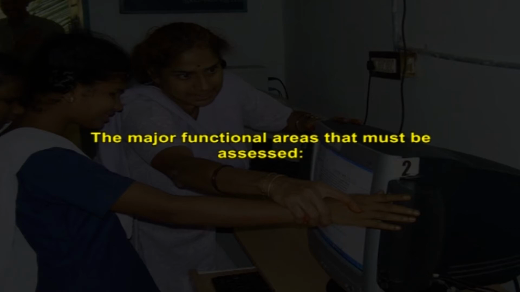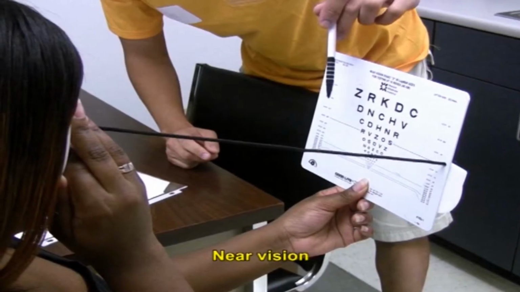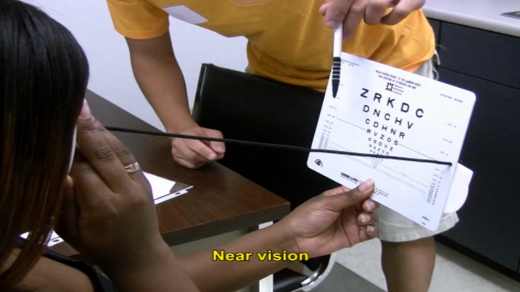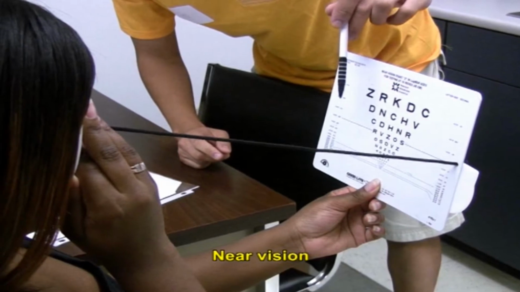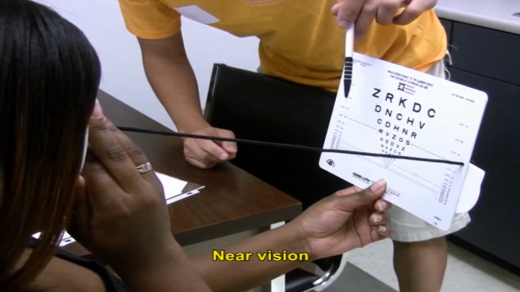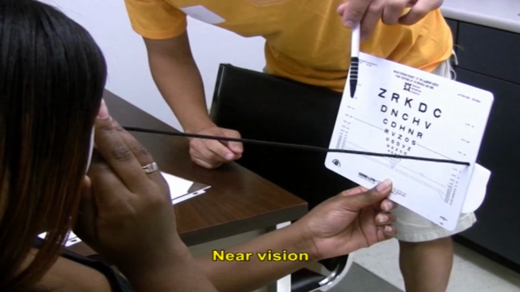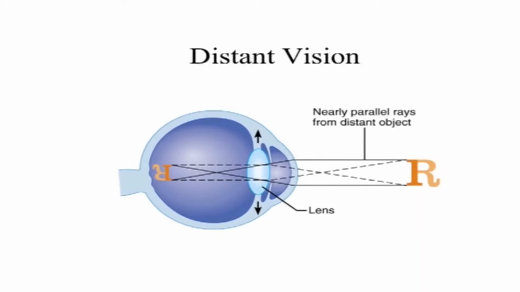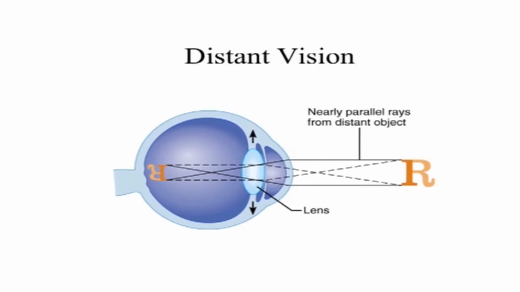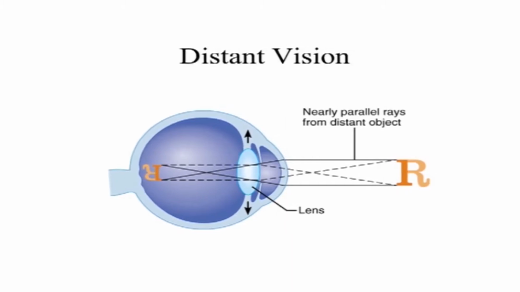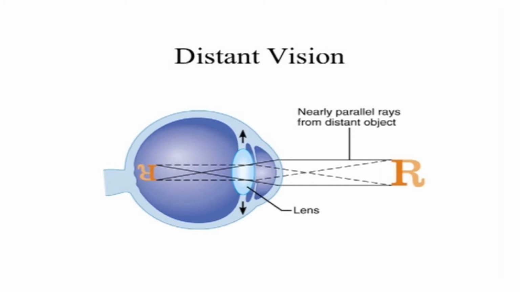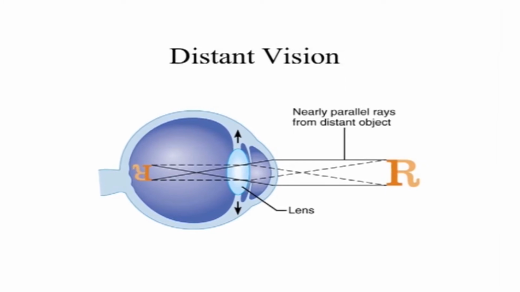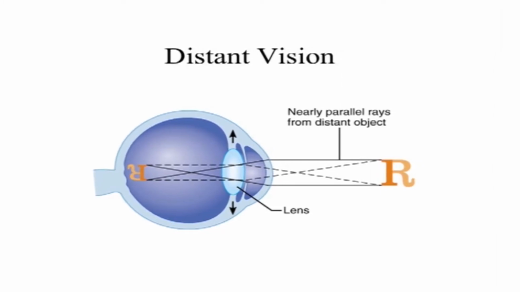Now, I am going to discuss the major functional areas that must be assessed. Near vision. It is the ability to use vision for near point tasks such as reading and writing. Near vision is functionally more important than distance vision in the life of a young child. Distance vision. It is the ability to use vision to perform distance task functions beyond 3 feet such as board work, orientation, mobility and to recognize faces and to avoid objects.